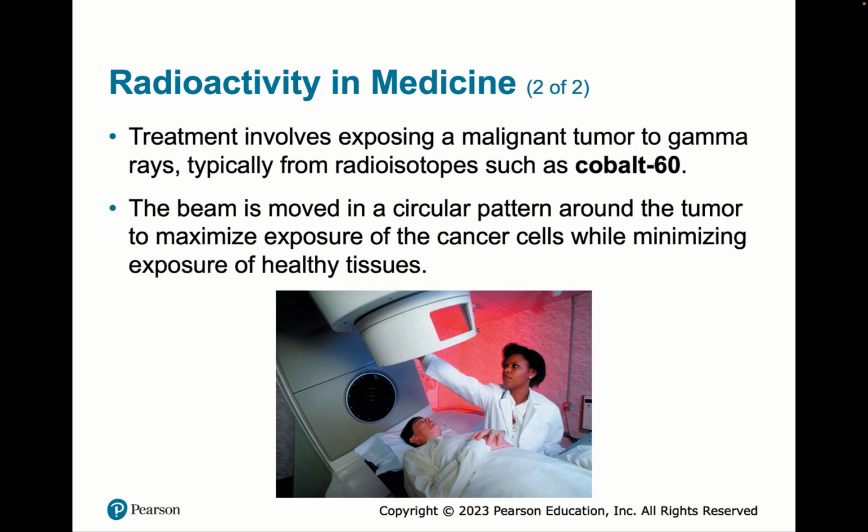Other things, you can use exposure of a malignant tumor to radioisotopes like cobalt-60, and this just causes damage to the tumor, and then it can help cause your body to flush it out. And this again is a way to do it without doing surgery on the patient. This is also working with the body's immune system.